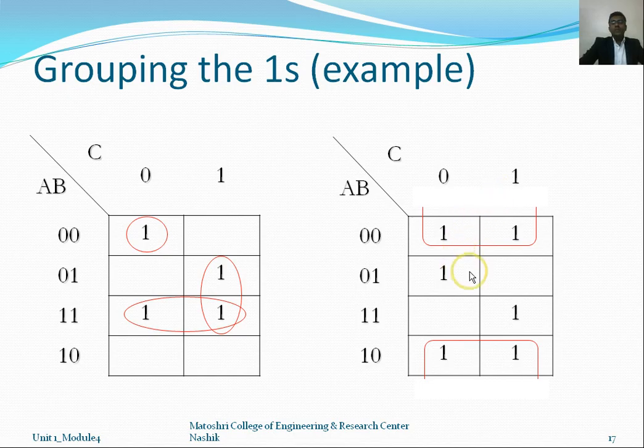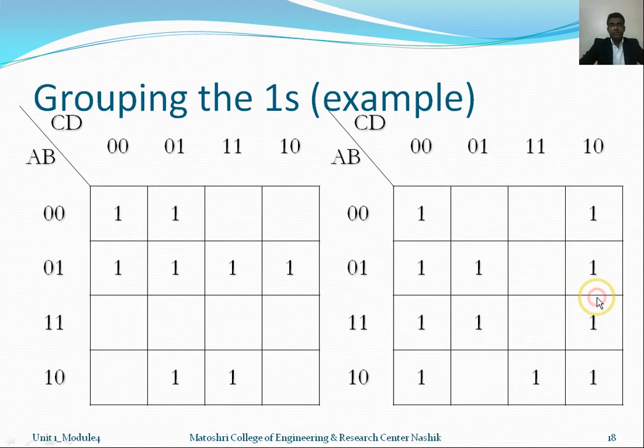Now in the case of the second example, see here the ones from the upper cells are grouping with the ones of the lower cells, because the corner to corner cells are adjacent to each other. In the case of these two cells, these are adjacent, so that's why we are making the pair. In the case of these two ones, it is also a pair. So this is the grouping of ones.